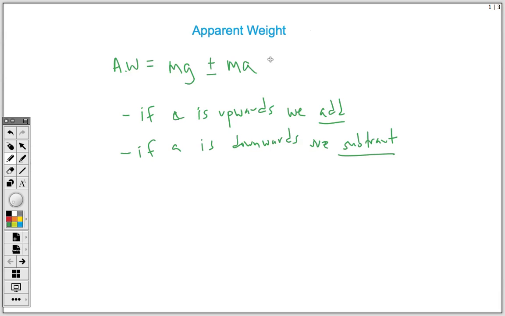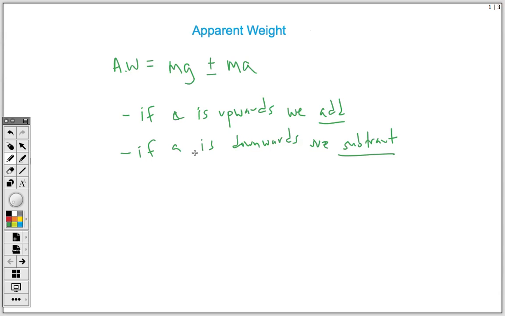When solving for apparent weight, they're going to give you the mass most of the time, and we know what the value of gravity is. So the strategy is to solve for your acceleration and then plug it into this equation. The way you solve for the acceleration is you find the unbalanced force from your problem. Once you know the unbalanced force, you divide it by the mass, solving the acceleration using Newton's second law. Then plug it into the equation, and if the acceleration is going upwards, you add. If it's going downwards, you subtract.